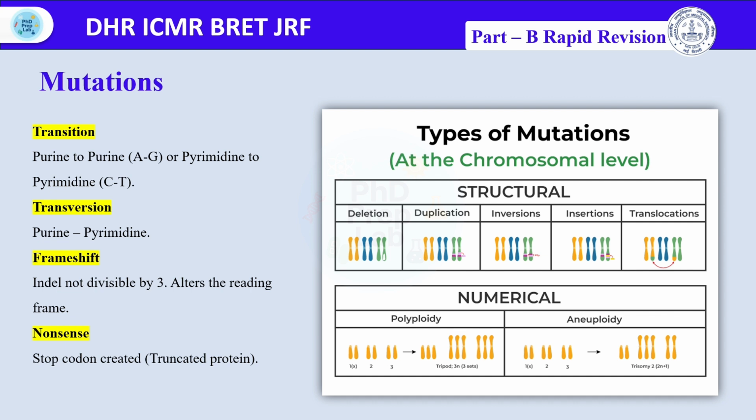Okay, so there is a nonsense mutation also, which is basically where the stop codon gets created. So wherever the nonsense mutation occurs, there is a stop codon that has been created due to insertion or deletion of a codon, and there the truncation of the protein will occur.